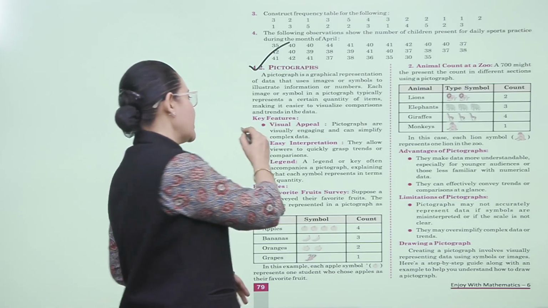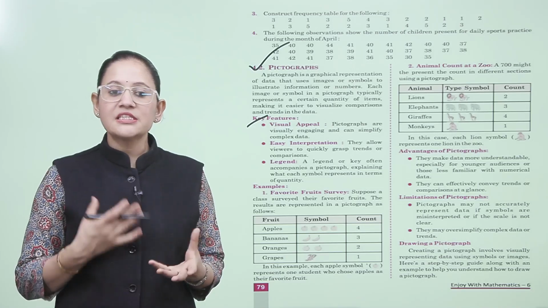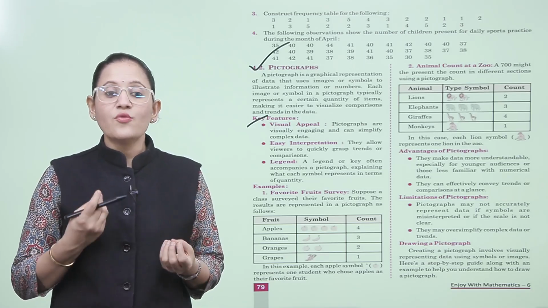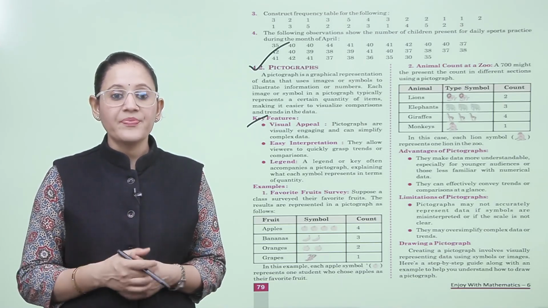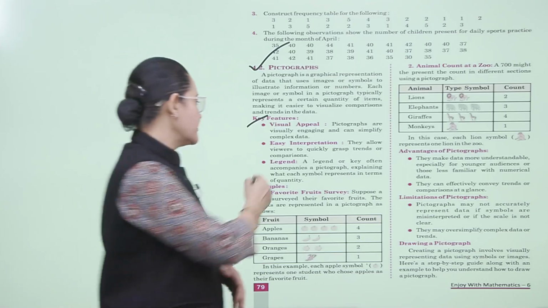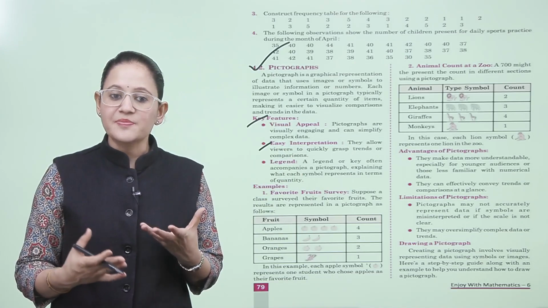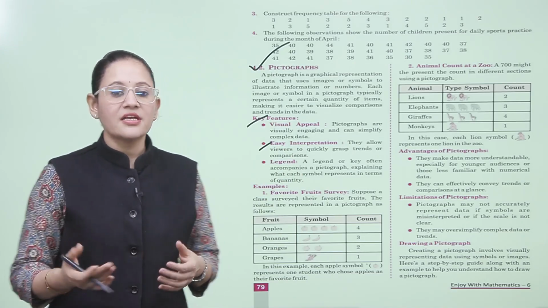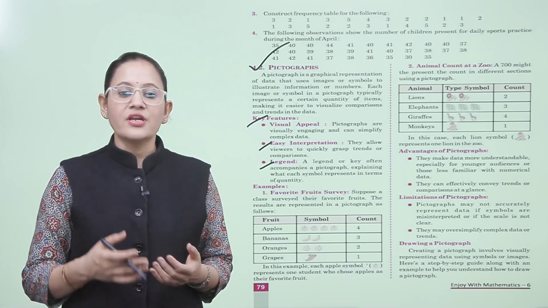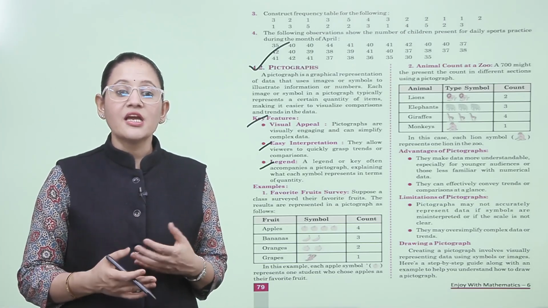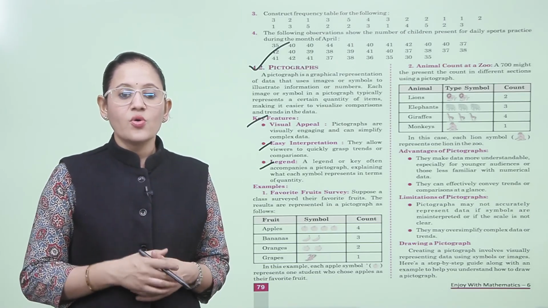What are the key features of pictograph? In a pictograph we represent the data in the form of pictures. So it's visually appealing. Pictographs are visually engaging and can simplify complex data. Next is easy interpretation. Pictographs allow viewers to quickly grasp trends or comparisons. Legends: the legend or the key often accompanies the pictograph, explaining what each symbol represents in terms of quantity.